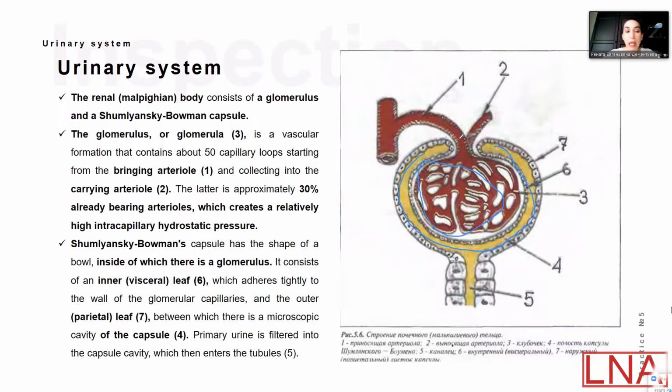Shumlansky-Bowman's capsule has the shape of a ball, and you can see it in the picture, inside of which there is a glomerulus. It consists of an inner visceral leaf, which adheres tightly to the wall of the glomerular capillaries, and an outer parietal leaf, between which there is a microscopic cavity of the capsule. And primary urine is filtrated into the capsule cavity, which then enters the tubule.